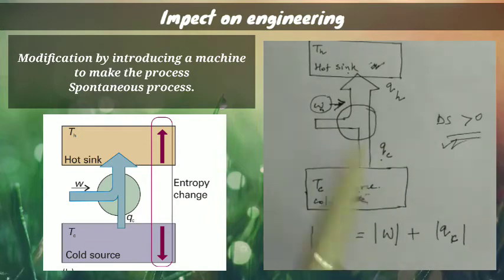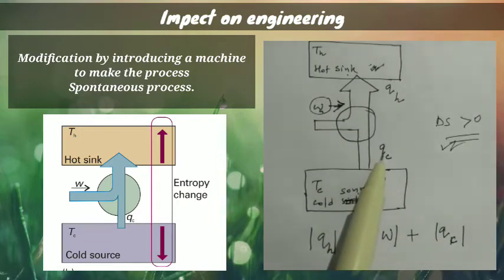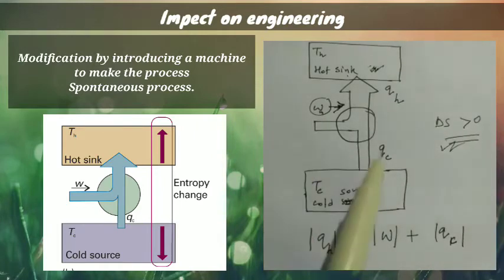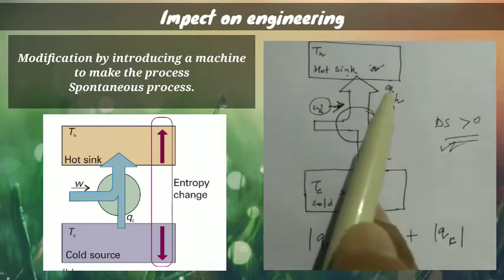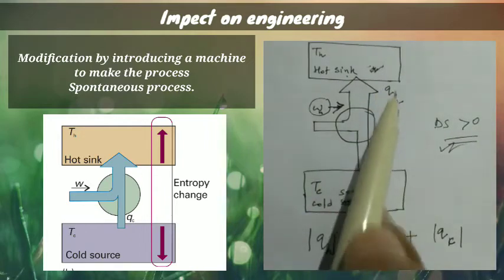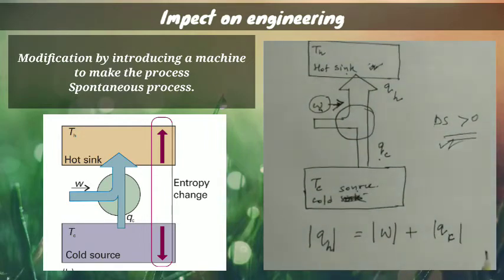So total energy is QC amount of heat removed from the source plus W. So this is the total energy which we actually introduced. Let's suppose that energy is QH. So QH is equal to W plus QC.